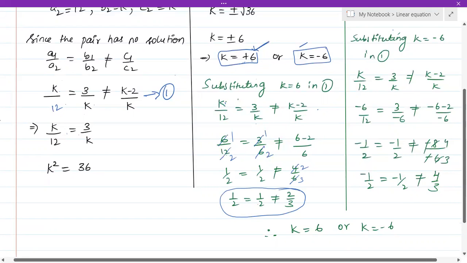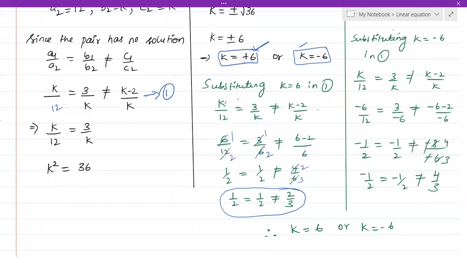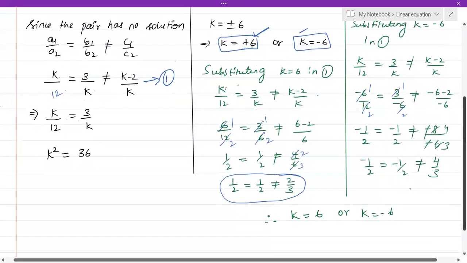Let's also check for minus 6. So again, take equation 1. Wherever k is there, substitute it. As soon as you substitute, 6 ones are 6, 3 ones are 3, and minus 8 by minus 6 gives you 4 by 3. As you can see, the first two are equal, but it is not equal to the third one. So here, both the values are satisfying the given condition. Therefore, the correct value of k is plus 6 as well as minus 6.